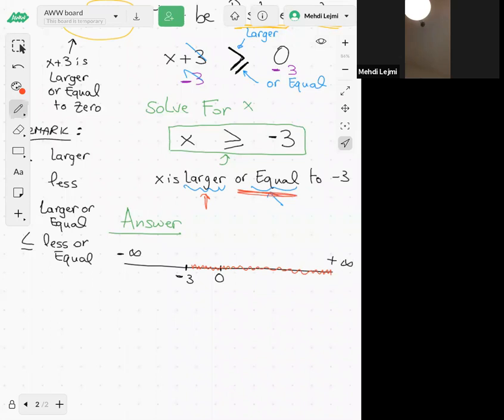Remember, guys, we use parentheses to exclude, right? Now, to include a number, we're gonna use the brackets. So I'm gonna use a bracket here to include this negative 3. So the bracket means we include the number. The bracket means that negative 3 is included in the answer.